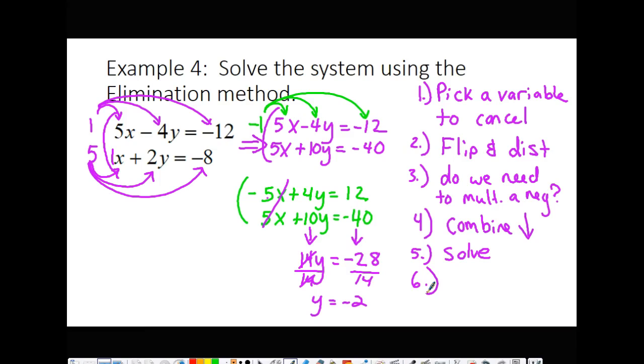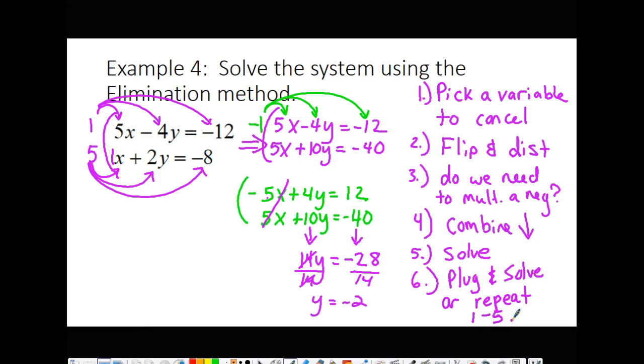And you can avoid fractions the whole way that way. So for step 6, I'll say you can either plug and solve, or we can repeat steps 1 through 4, or I guess 5, with the other variable. So either way works. So let's go ahead and do that.